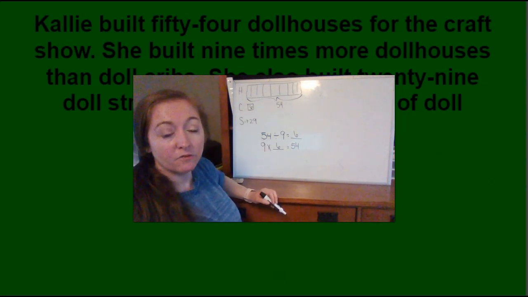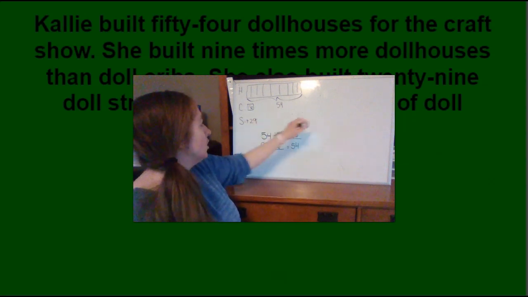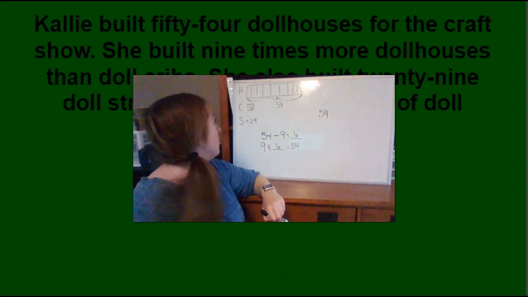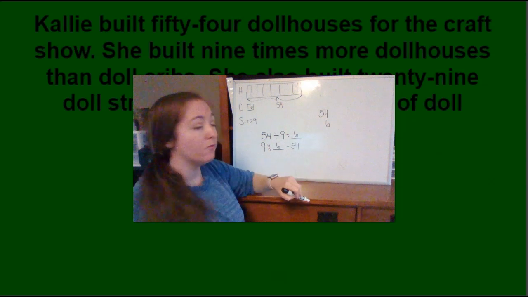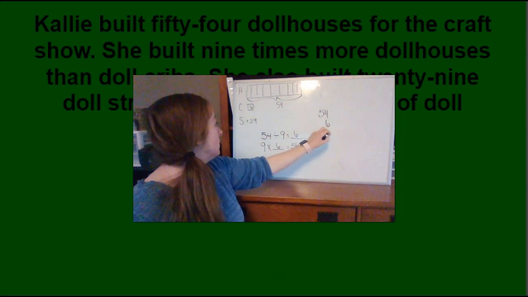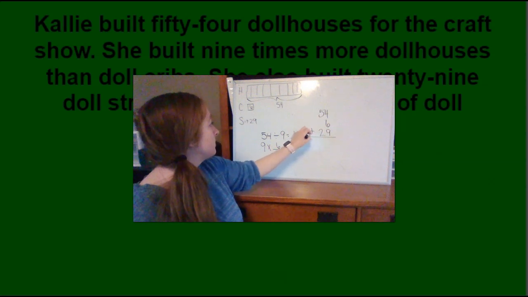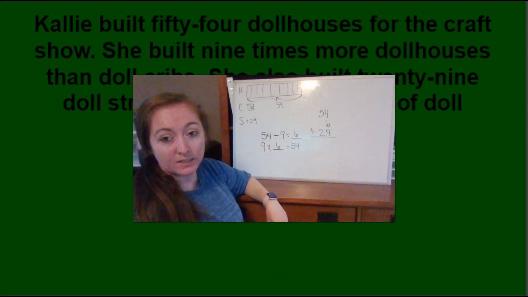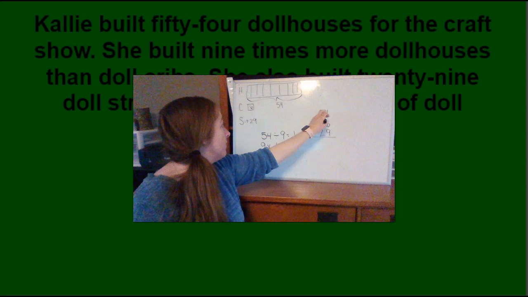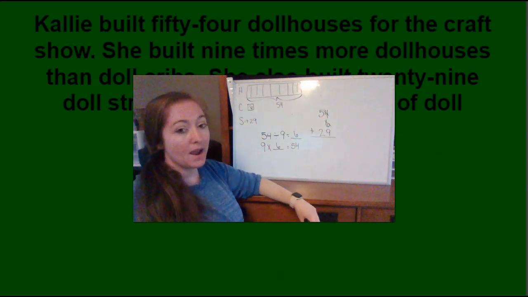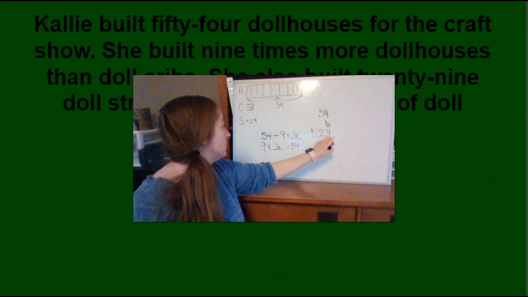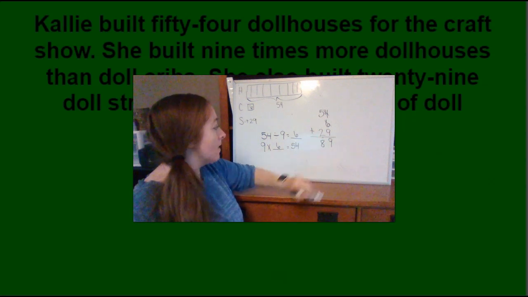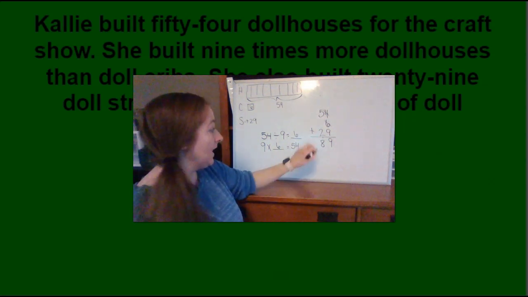Now can we solve for how many pieces of furniture she built? Absolutely. So we know for the houses, she built 54, right? For the cribs, she built 6. And for the strollers, she built 29. Okay? First thing we do when we're doing column addition is we're looking for any tens facts. Are there any tens facts here? Yes. We have 4 and 6 will give us 10, plus 9 will give us 19. Then we have 5 and 2 is 7, plus 1 more is 8. So how many pieces of furniture did she make? She made 89.